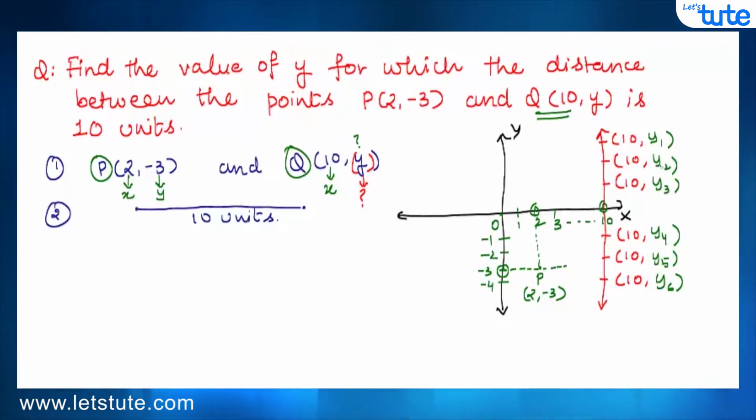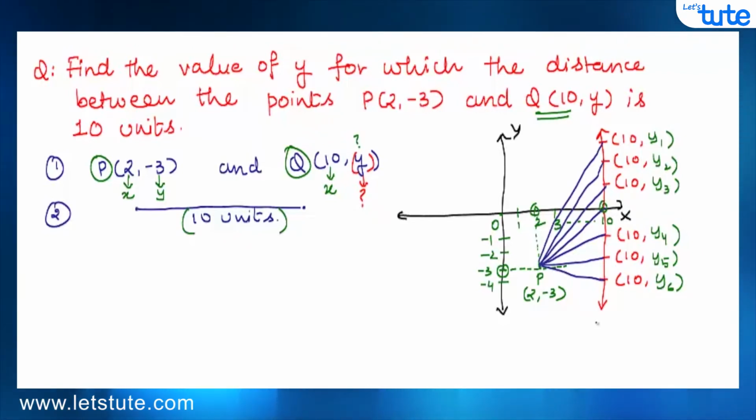But how to figure out which one is Q? Now we have to take help of the second condition, that the distance between them is 10 units. So we'll try to find the distance between P and these points and check which point gives us a distance of 10 units from point P. But as I told you, on a line there are infinite points, so considering each and every point and checking if the length from P is 10 units or not is not possible.